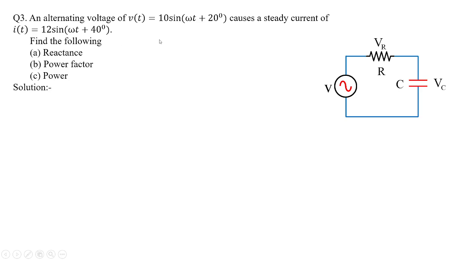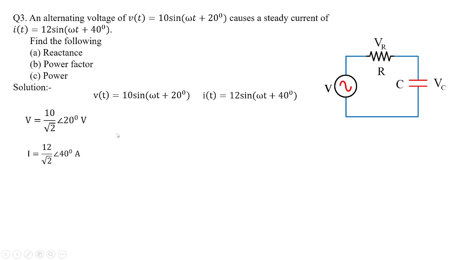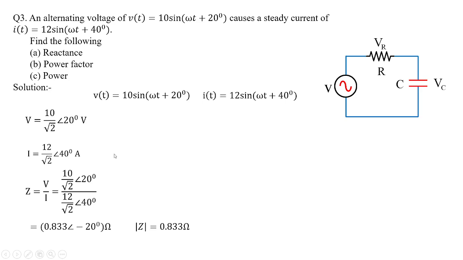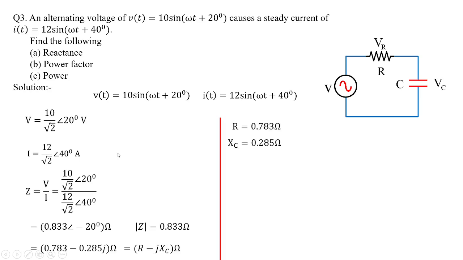In another problem, we have to calculate the reactance, power factor and power. So it's an RC circuit. We have the inputs as voltage and current. We have changed them into the polar form. Then we have estimated the impedance in polar form. Then we have taken the magnitude of impedance and converted the polar form into the rectangular form. With the help of rectangular form, we are able to calculate the resistance and the capacitive reactance.